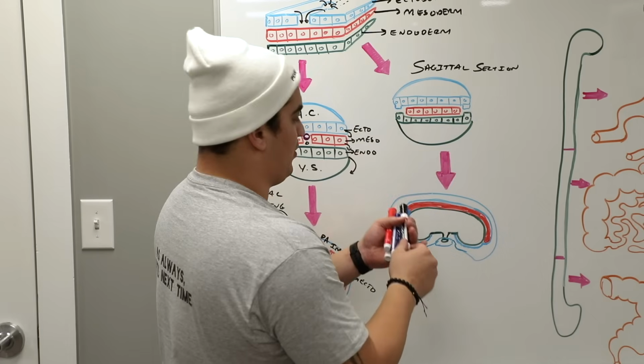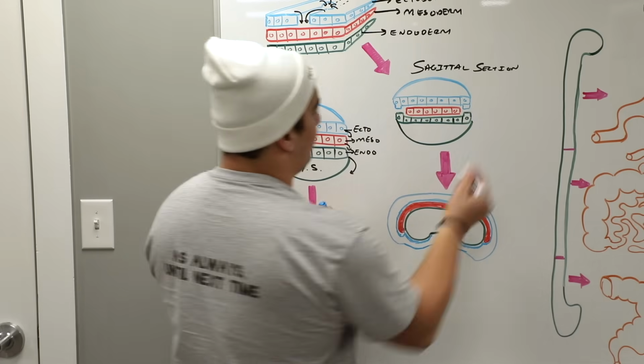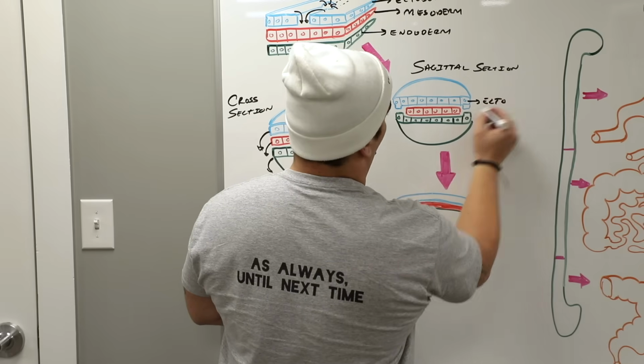So here we have a sagittal section. Again, what is this layer here? Ectoderm. What is this layer here?